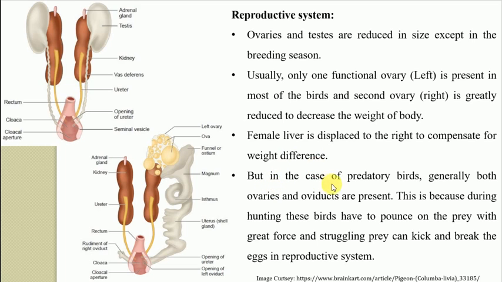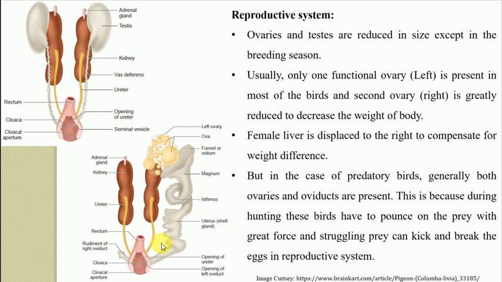But in the case of predatory birds, generally both the ovaries and the oviducts are present. This is because during hunting, these birds have to pounce on the prey with great force, and struggling prey can kick and break the eggs in the reproductive system. To minimize the loss of eggs or damage to the ovary, predatory birds are generally provided with paired ovaries.